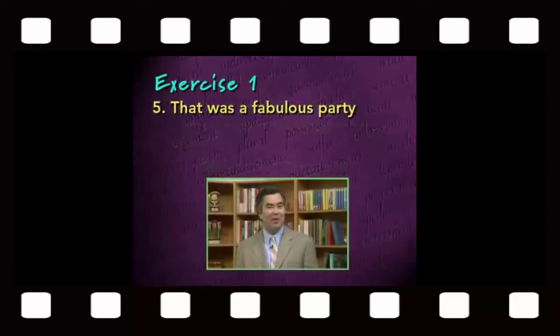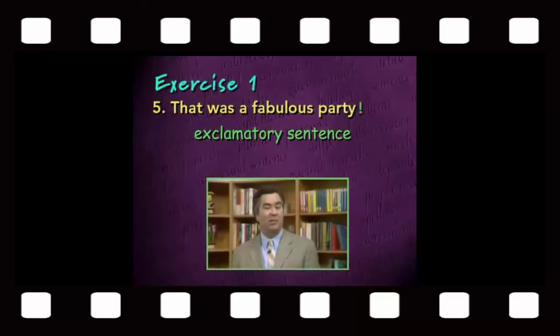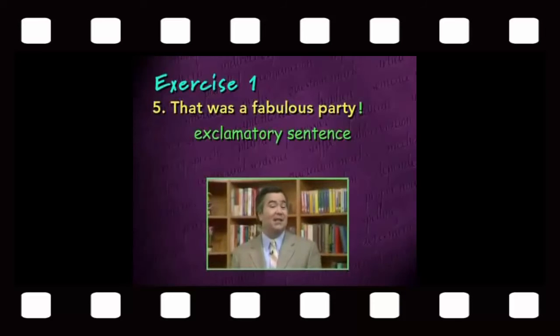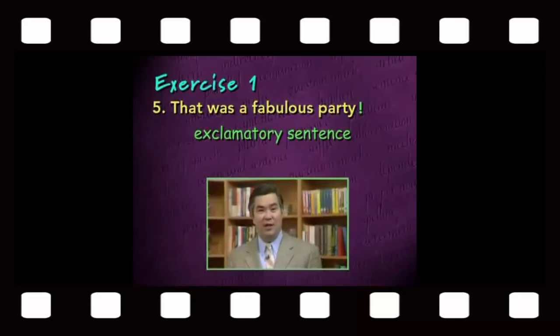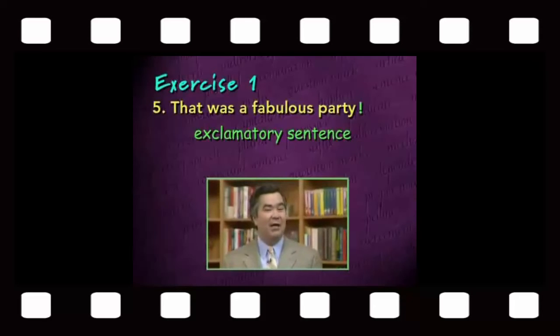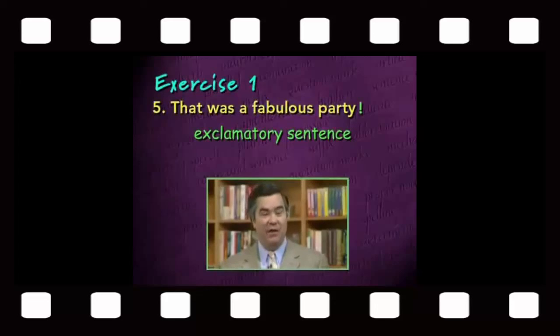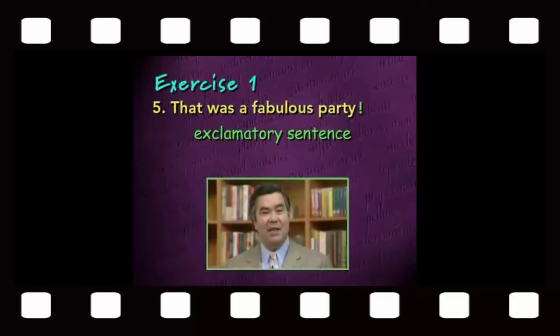That was a fabulous party. Here is a sentence that expresses strong emotion. This is an exclamatory sentence. It ought to be marked with an exclamation point, which indicates that it's a sentence expressing strong feelings. The person who wrote or speaks this sentence is talking about how much they enjoyed the party and is expressing that with a lot of feeling. That's what makes this an exclamatory sentence and means that it should end with an exclamation point.